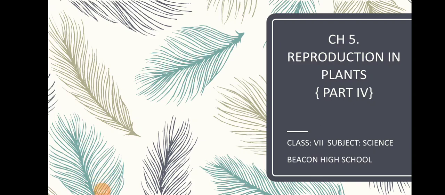Hello, moving further to the next and last part of our chapter, that's reproduction in plants. Earlier we have seen pollination, agents of pollination and fertilization. As the fruit is formed after the fertilization process, we are further going to talk about the fruits and the seed. Now fruit, you already know, a fruit of a plant is a fertilized ovary.